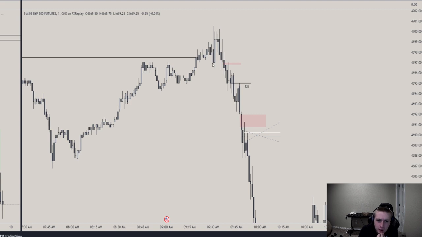We end up getting market structure shift. You have a breaker right here paired with that fair value gap. That becomes your unicorn setup right there. Boom. And then also look at this wick. Notice this wick right here.